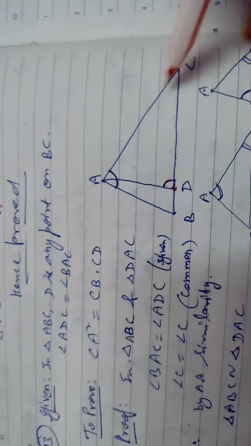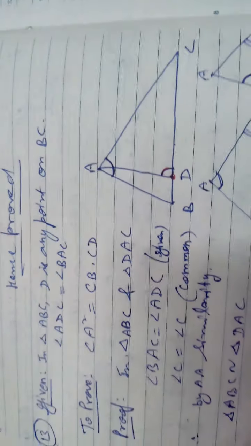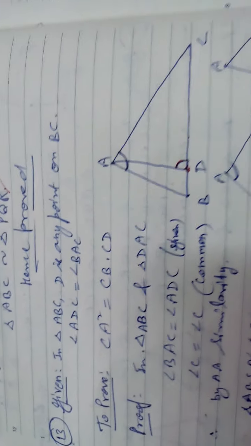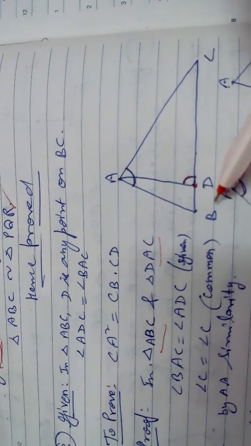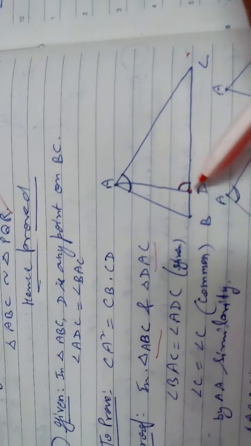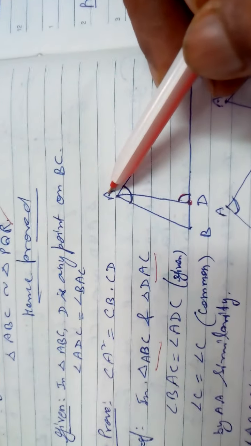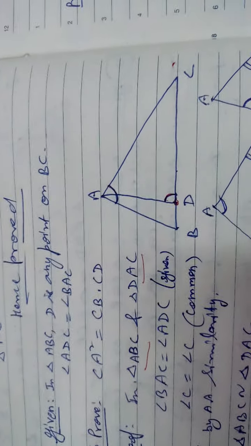CA is a side of triangle ABC and also of triangle ADC. CA is a side of two triangles. So I am taking the two triangles ABC and DAC.